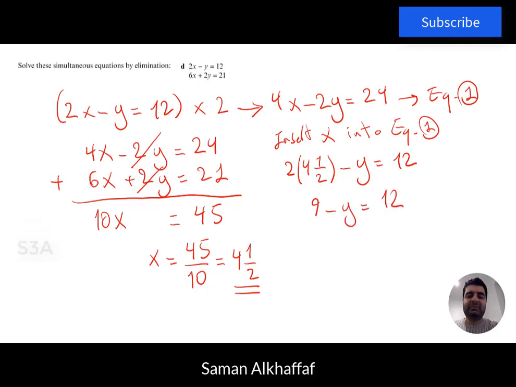So now we move the y to one side and we move the minus 12 to the other side. So that would give us y equal minus 3. This will be our final answer.